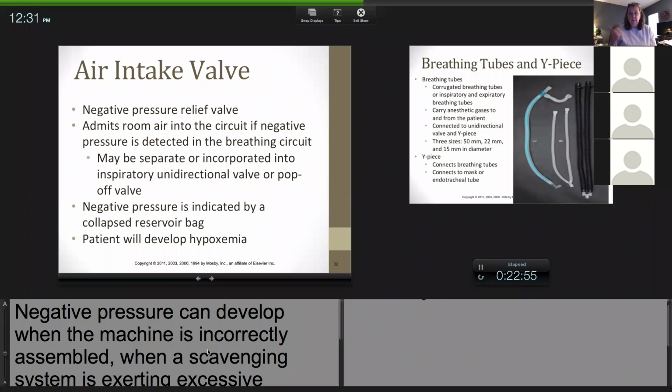Sometimes if people crank up the scavenge, they're not really supposed to adjust that, but there's only been a few times where this has happened. Someone hit the valve and it was actually pulling from the machine. The air intake valve will pull from the air to allow the animal to breathe. But if you have a collapsed bag and the patient is sucking in to breathe and your gauge is going negative, the air intake valve is a safety to allow room air to be pulled into the machine. It's not causing a leak, even though you see holes there. It's just for an emergency.